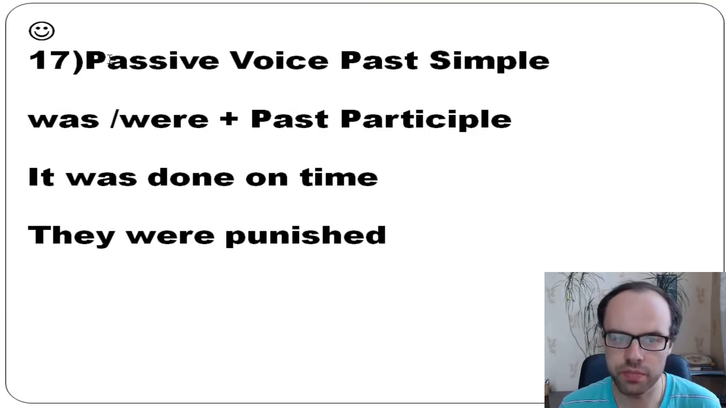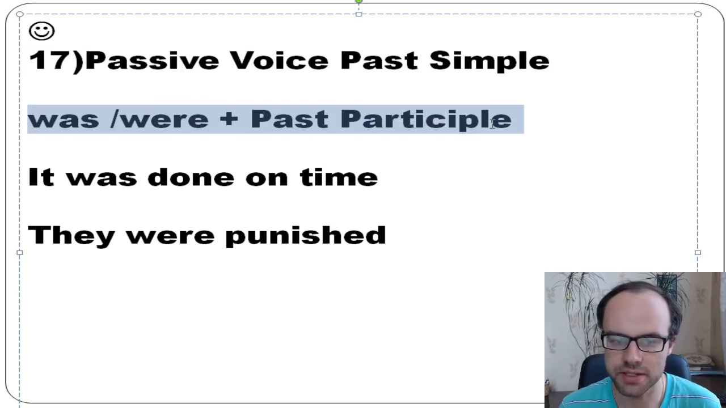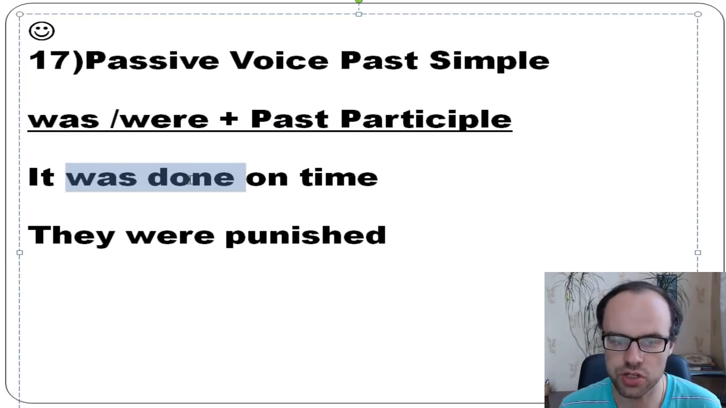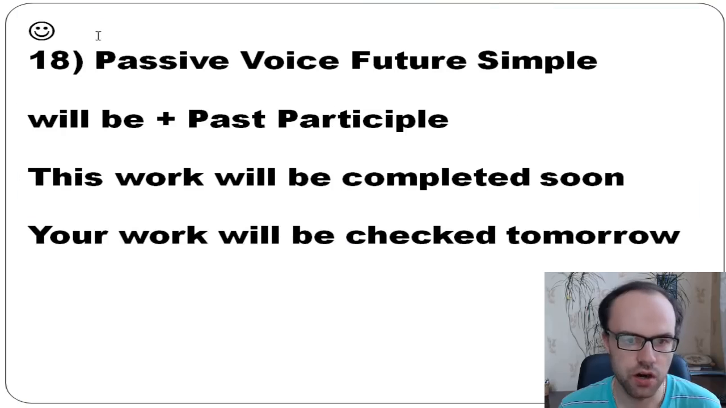Good. What about passive voice, past simple? It's the same thing, but we use was, were plus past participle. Look, it was done on time. He, she, it was. It was done on time by someone. They were punished. They were plus past participle. They were punished by someone. Okay, good. Passive voice, past simple, was, were plus past participle. It was done on time. They were punished.